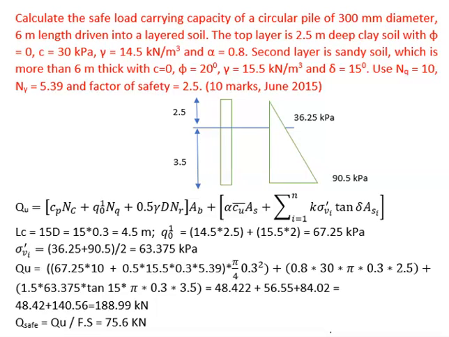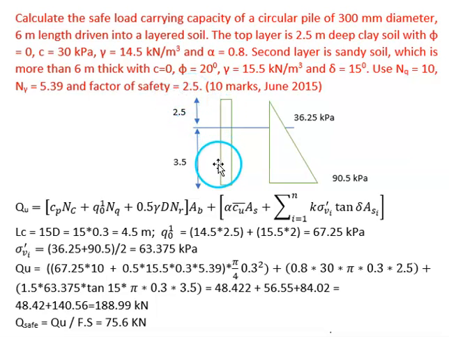Let's check with the numericals. Calculate the safe load carrying capacity of a circular pile of 300 mm diameter, 6 meter length driven into a layered soil. The top layer is 2.5 meter deep clay with phi equal to 0, C equal to 30 kPa, gamma equal to 14.5 kilonewton per meter cube and alpha equal to 0.8. Second layer is sandy soil which is more than 6 meter thick with C equal to 0, phi equal to 20 degrees, gamma equal to 15.5 and delta equal to 15 degrees. Use NQ equal to 10, N gamma equal to 5.39 and factor of safety equal to 2.5.